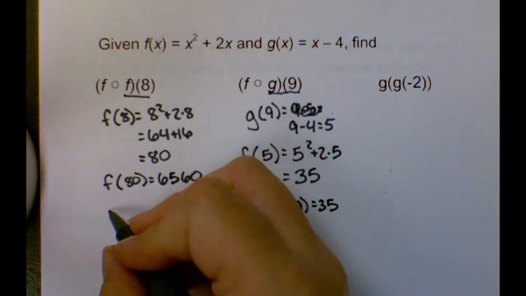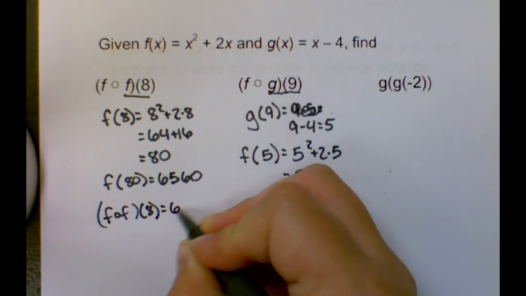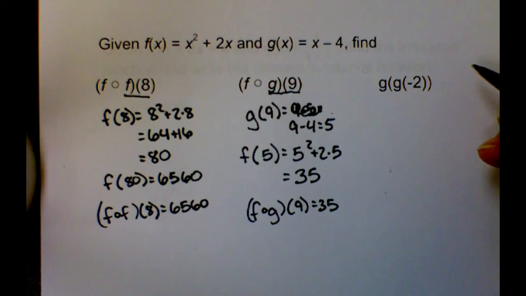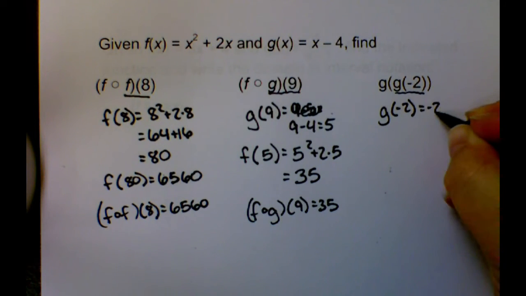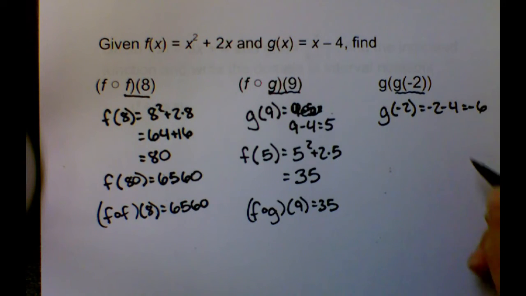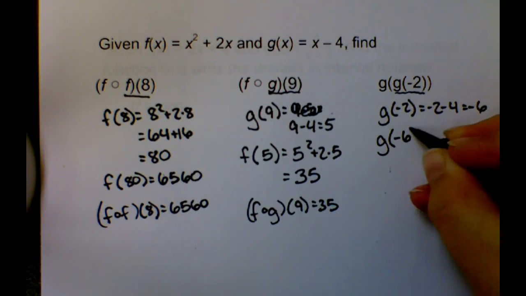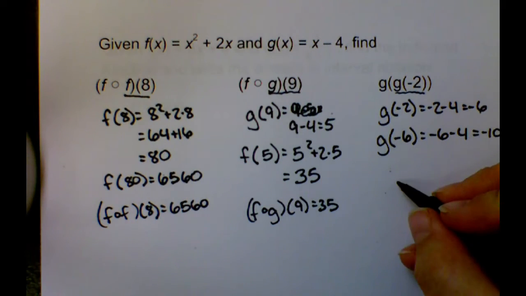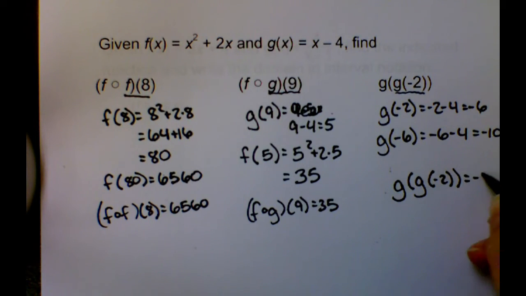Now that last one I forgot to write, f of f of 8, 6,560. And then g of g of negative 2. Start on the inside. g of negative 2 is negative 2 minus 4, which is negative 6. Then I go to my outer function, which is g again, and I plug in that negative 6. So I get negative 6 minus 4, which is negative 10. So g of g of negative 2 equals negative 10.